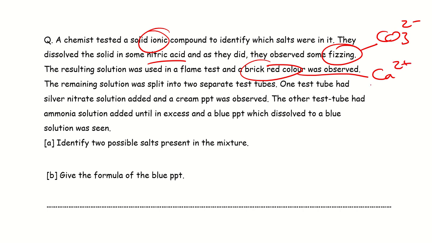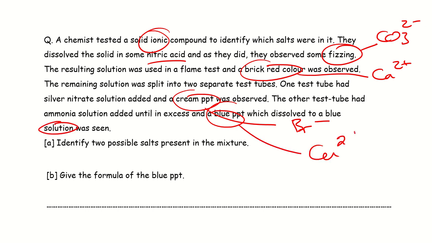The solution then was split into 2 separate test tubes. One test tube had silver nitrate added. You got a cream precipitate. That tells me I've also got some bromide ions in here. And the other test tube had some ammonia solution added until it was in excess. And we got a blue precipitate which dissolved to a blue solution. Well, that is without a doubt copper 2 plus ions. Identify 2 possible salts. Well, I could have copper bromide, I could have copper carbonate, I could have calcium bromide, or I could have calcium carbonate. So any 2 of those would be fine.